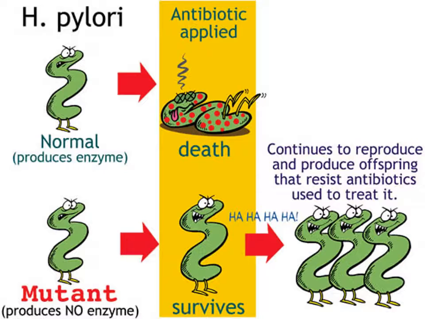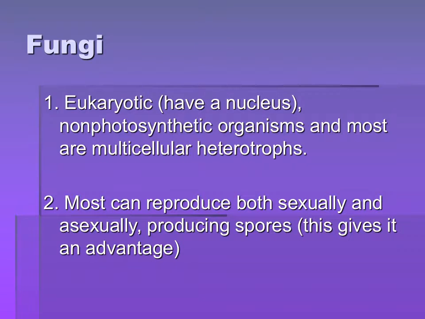Not only does it survive, but it continues to reproduce and produce offspring that resists antibiotics used to treat it. All right, the third microbe that we're going to talk about are fungi or fungus, different types of fungus. So fungi are eukaryotes. They do have a nucleus, unlike bacteria who are prokaryotes and don't have a nucleus. They are eukaryotic. They are non-photosynthetic organisms, so they do not undergo photosynthesis.